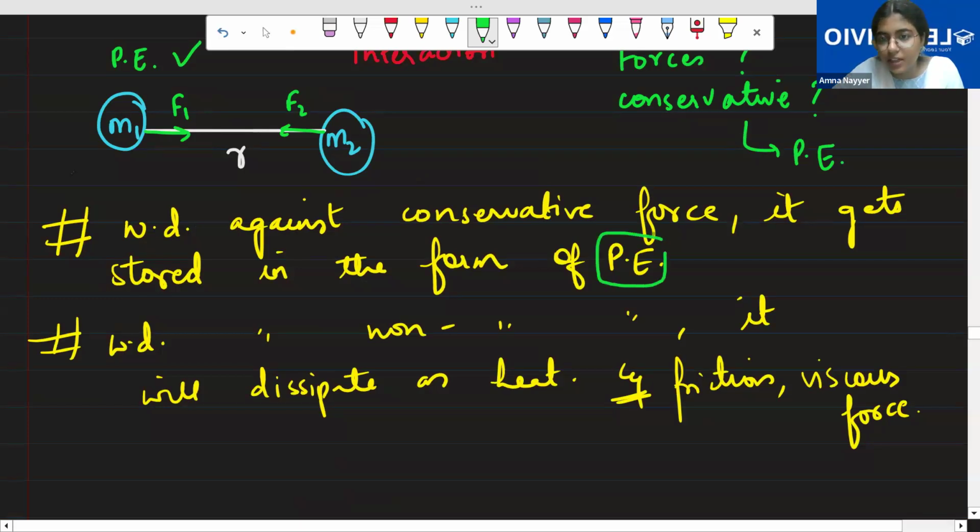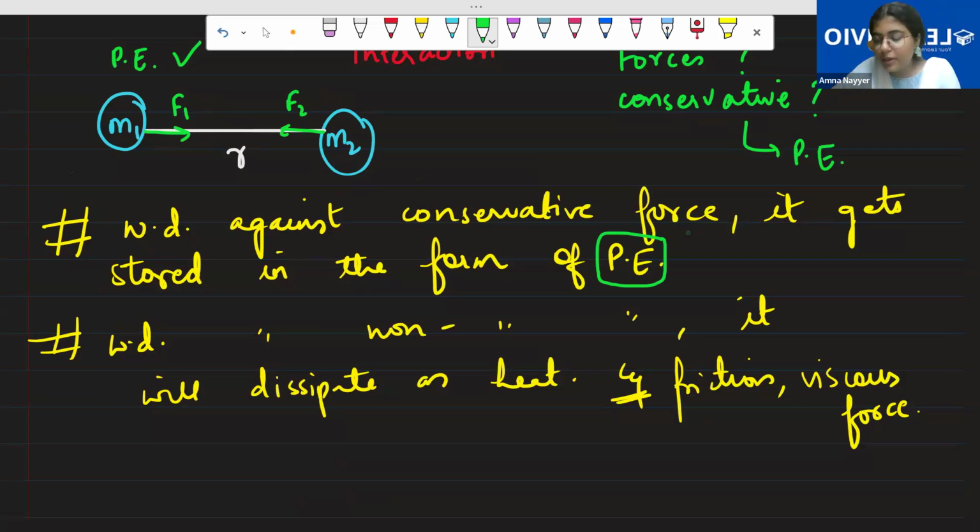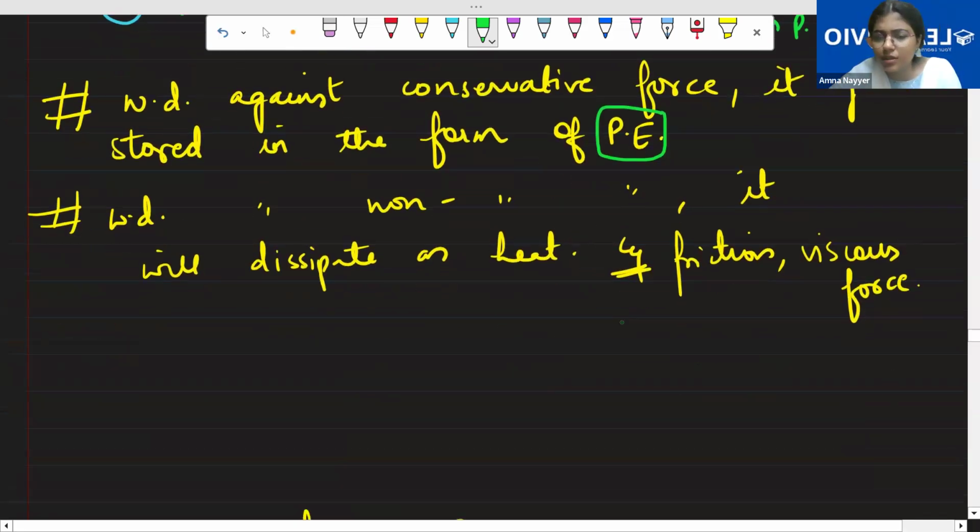This is what I was referring to. Work done will be stored in the form of potential energy. Potential energy gets stored in the form of something else. That energy will be stored in the form of something else. This is how the energies just change form and exist. Now, work done by the non-conservative forces will dissipate as heat, like the friction force, your viscous force.